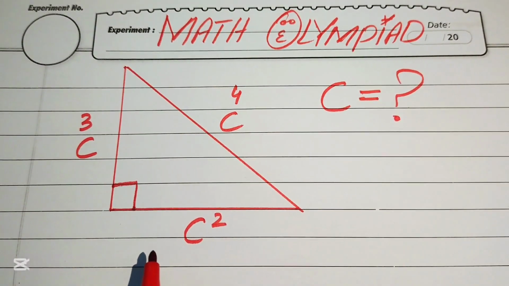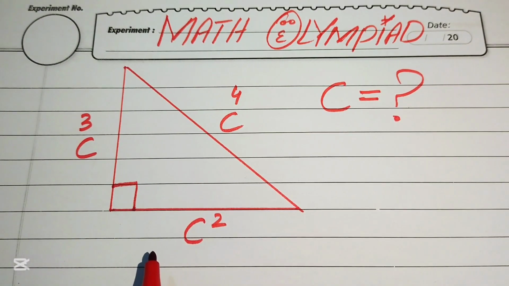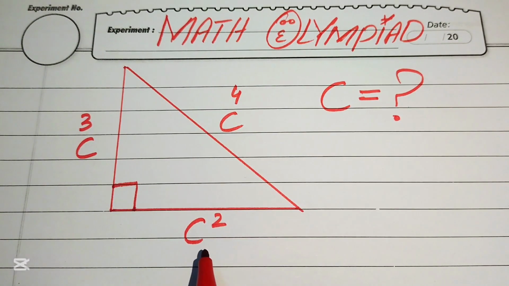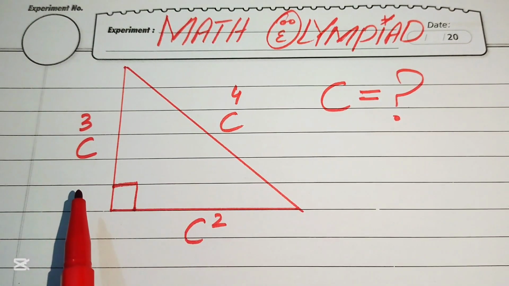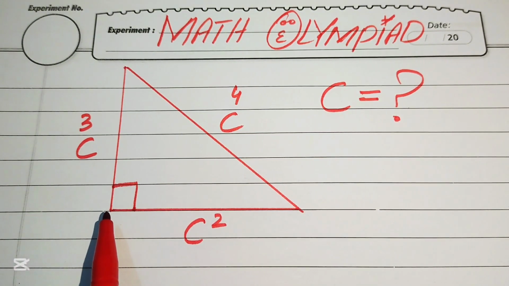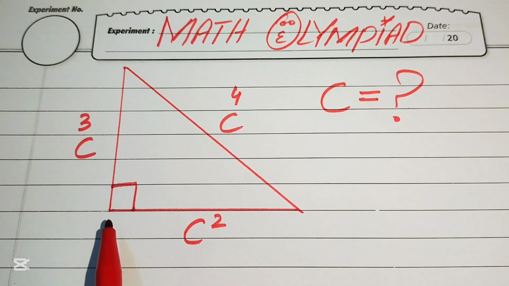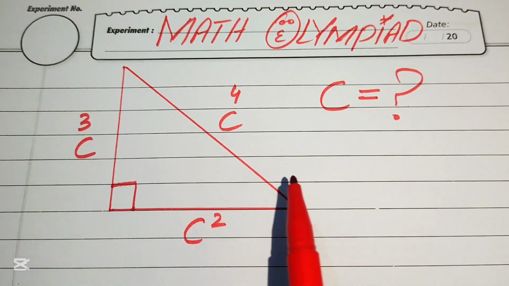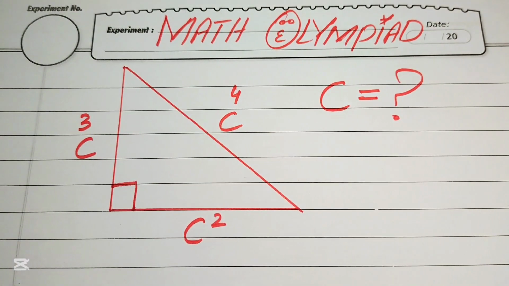So here we have a right triangle in which the lengths of its sides are c square, c to the power of 4, and c cube respectively, and one angle is a right angle. With this limited information, we can find the value of this unknown c.